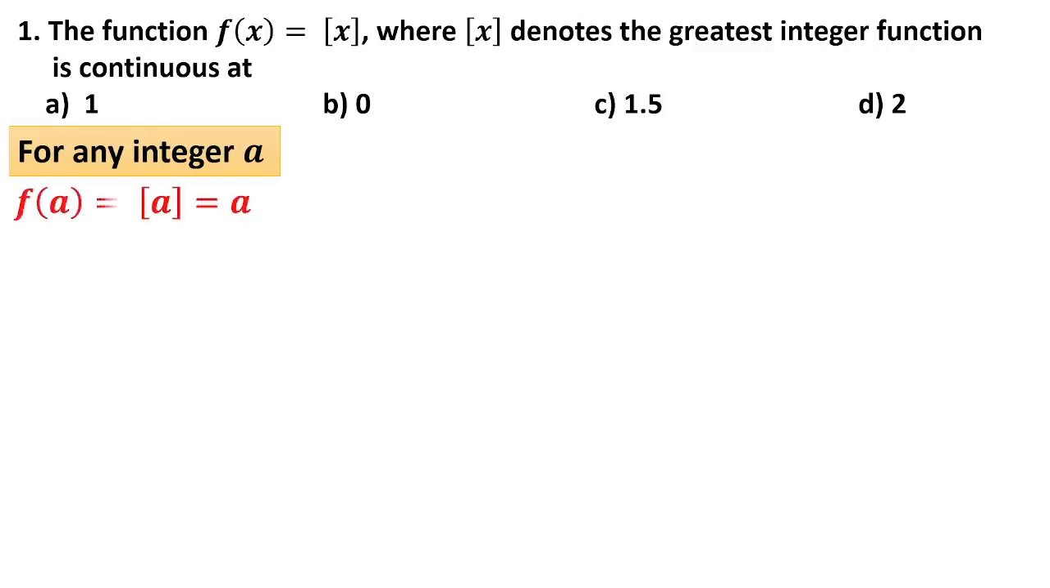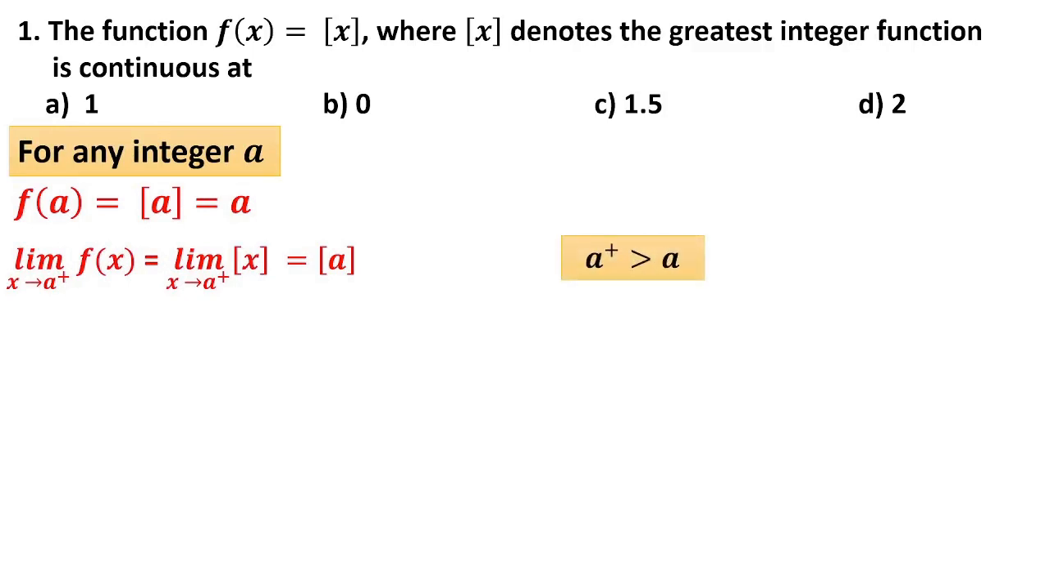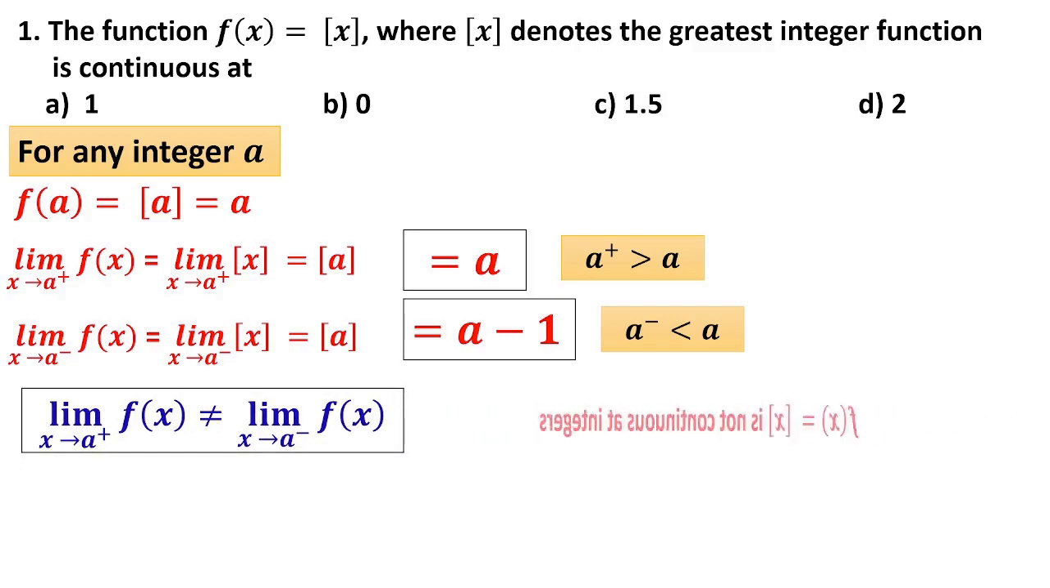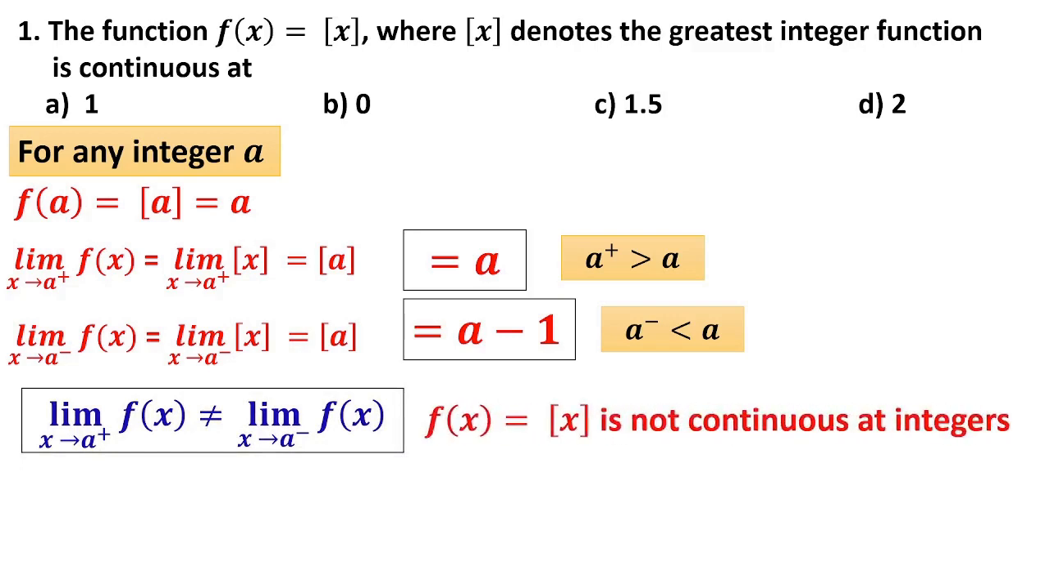For any integer a, f of a is a. When you find the right hand side limit at a plus, it will be a. When you find the left hand side limit, it will be a minus 1, because a minus is less than a. Therefore, left limit is not equal to the right limit. Therefore, it is not continuous at integers. Out of all the options given, 1.5 is a non-integer. Therefore, that is the answer.